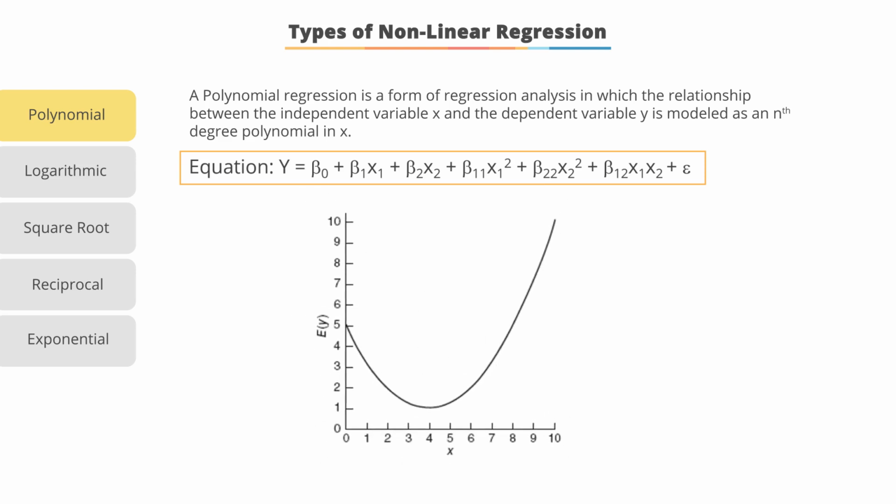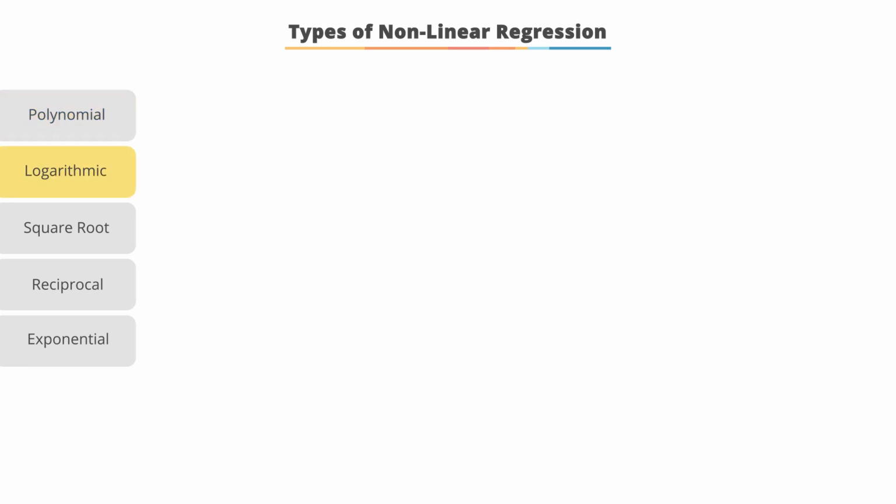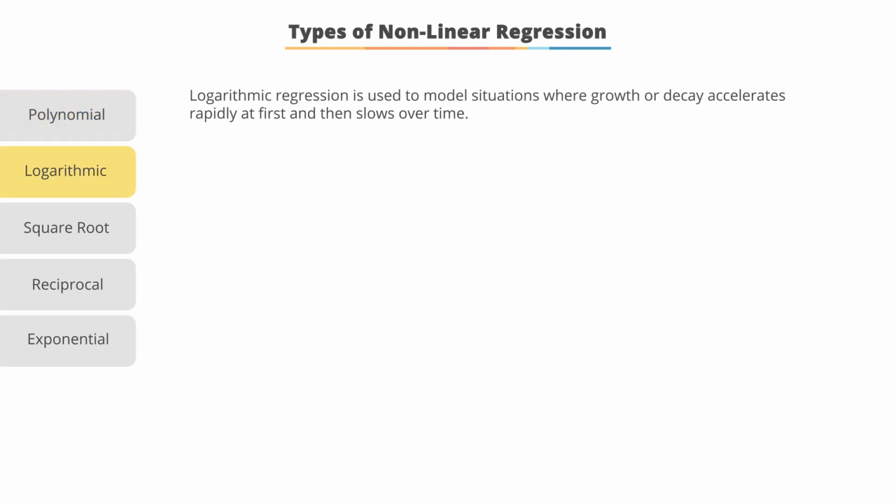So if our data on a scatter plot looked like it was reflecting this graph, then we should build a polynomial function model. There's also logarithmic functions. So logarithmic regression is used to model situations where growth or decay accelerates rapidly at first and then slows over time, like how long drugs stay in someone's system.